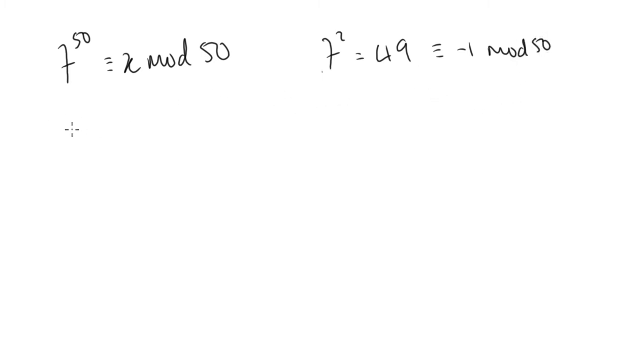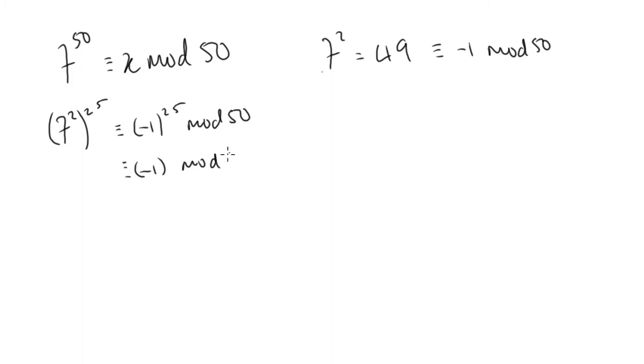So 7 to the power of 50 can be expressed as 7 squared raised to the power of 25, just using my knowledge of indices laws there. And I know this is congruent to minus 1 raised to the power of 25 in mod 50. So this is still congruent to negative 1, as it's a minus raised to an odd power.